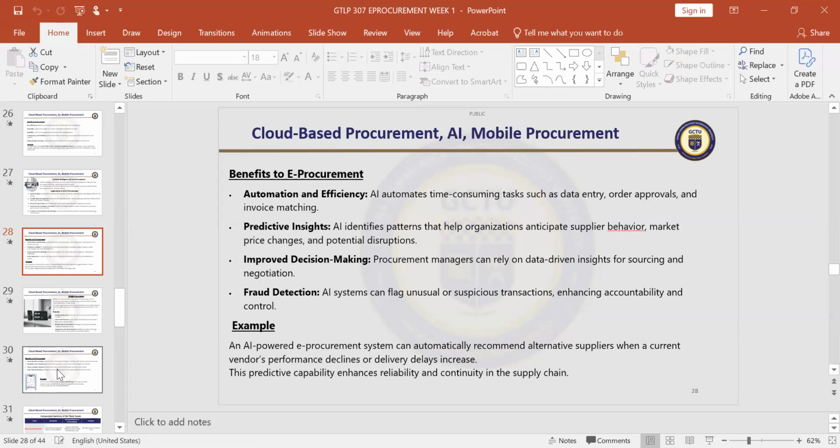You understand? That is why automation is saying that AI automates time-consuming tasks. Because let's assume it's not AI, you cannot have your money within a second, right? Because it has to go to their system, and somebody has to process it here and there before you can get your money. It can take 2-3 days or 1 week, right? So it automates time-consuming tasks such as data entry, order approvals, refunds, and invoice matching.